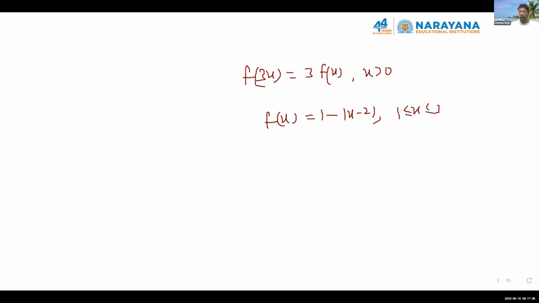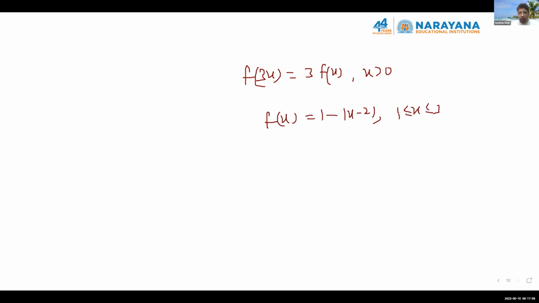Okay. So he has defined the function in a special manner. He's saying f of 3x is 3 times fx, for all positive real values of x. That means this is for x greater than 0. And one more relation he has given, that f of x equal to 1 minus mod of x minus 2, for x between 1 and 3. Now, this information is sufficient for us to obtain f in the entire region. How? I will tell you how.